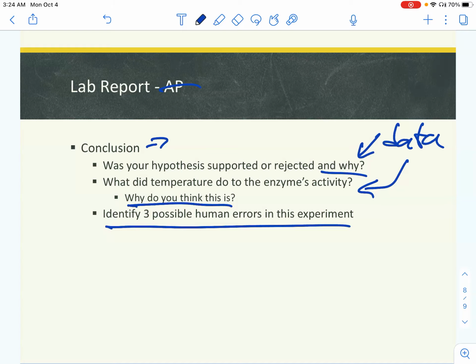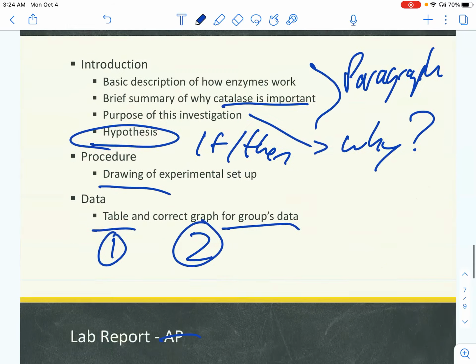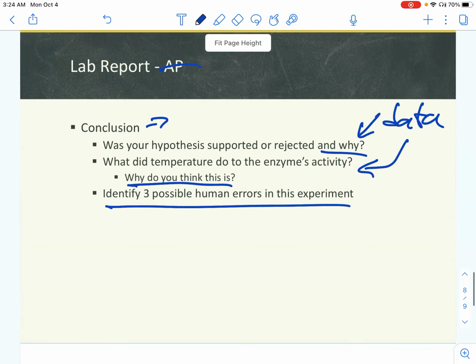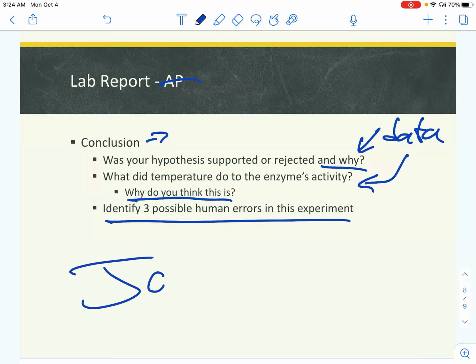So again, this lab report should be written in your lab folder, your journal, okay? Again, at the end of the year, we want to see everything that we've done, so write it in your journal, handwritten. If you want to type it and print it and staple it in there, that's fine, but I do need it in your lab journal, okay?